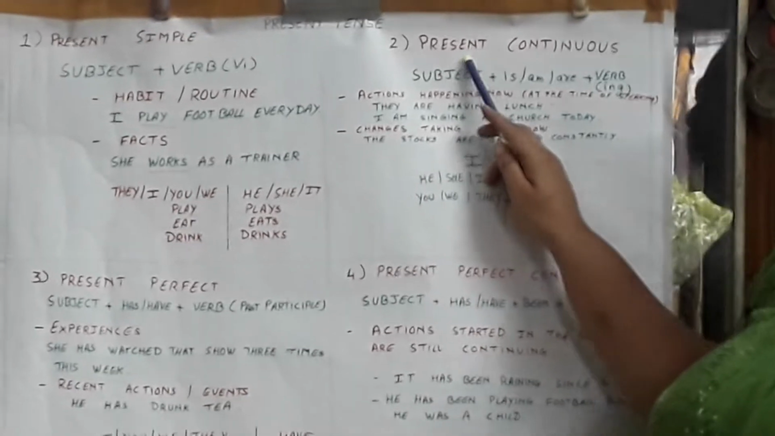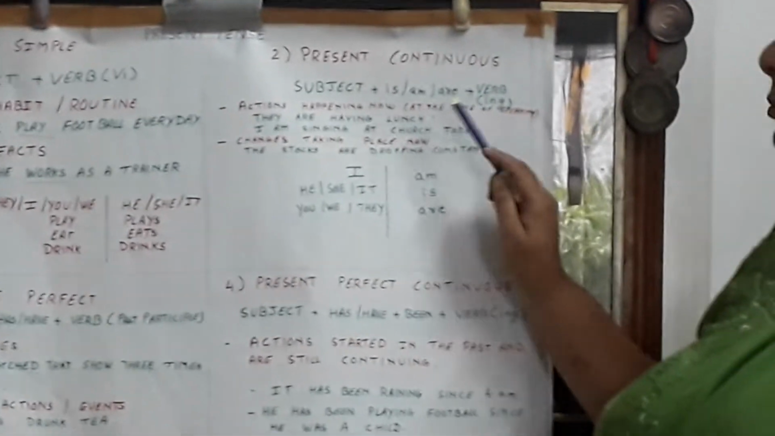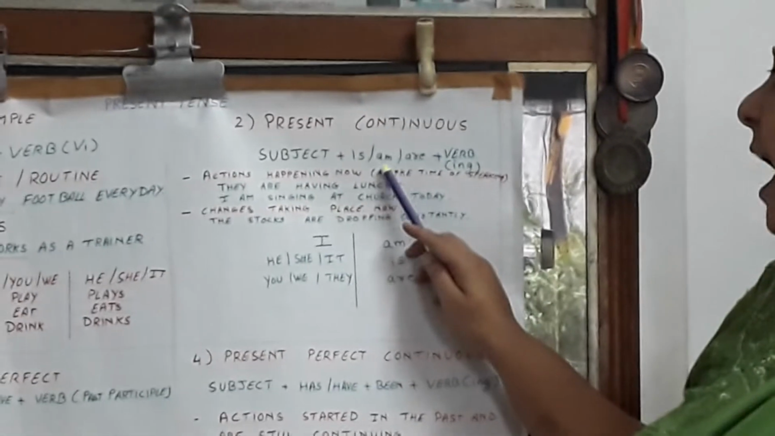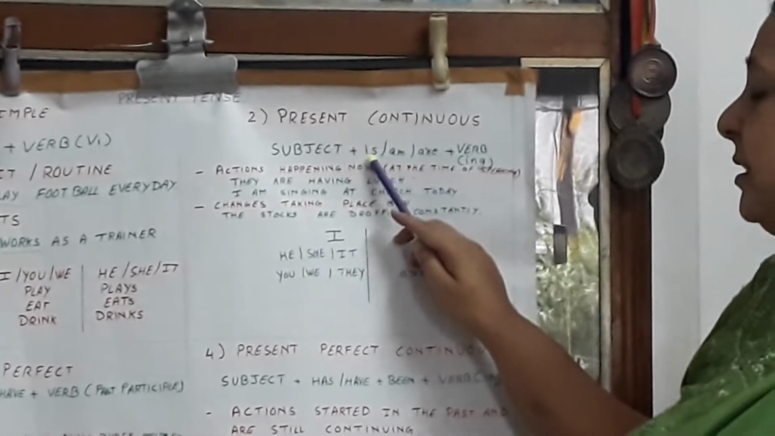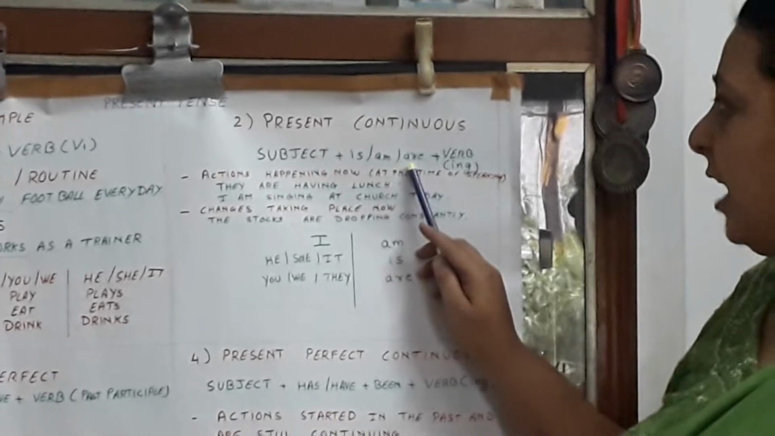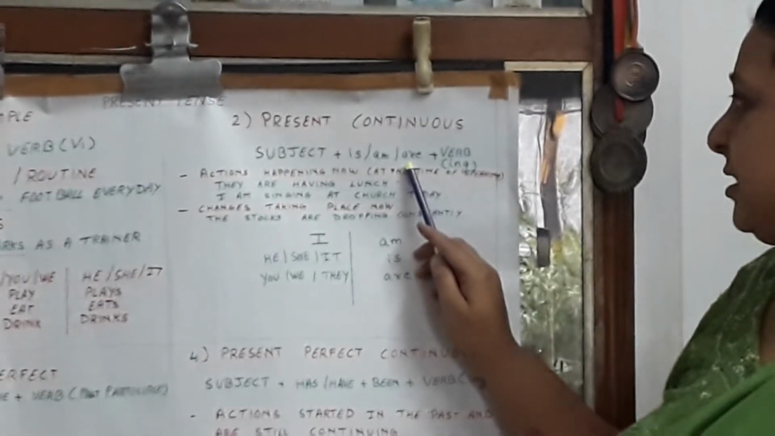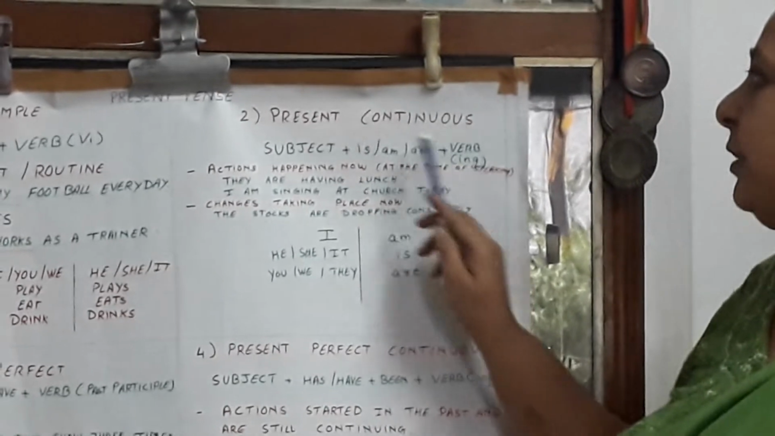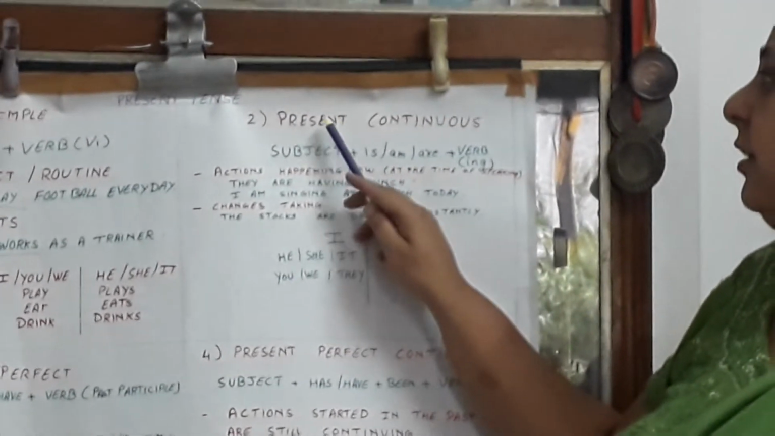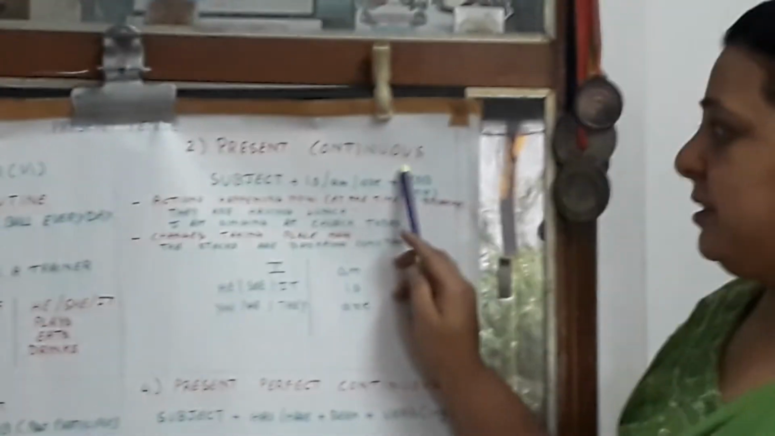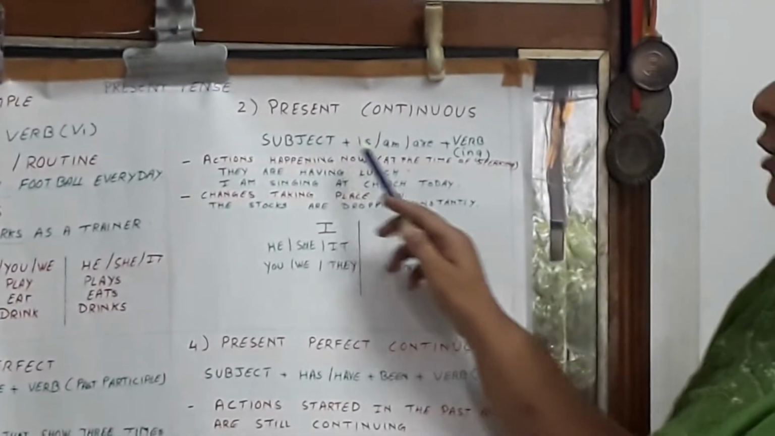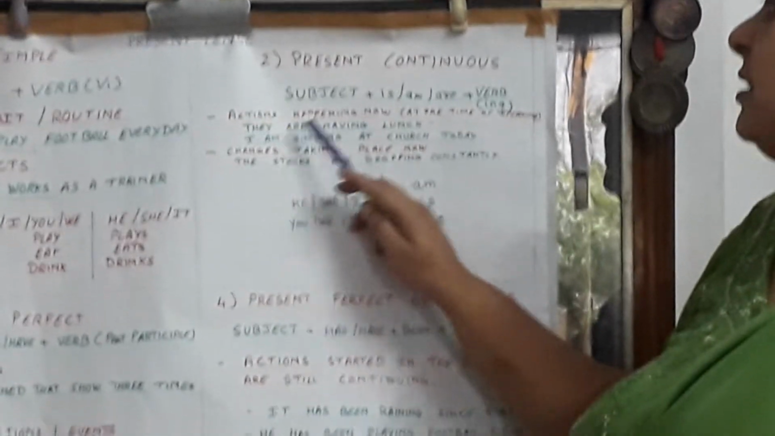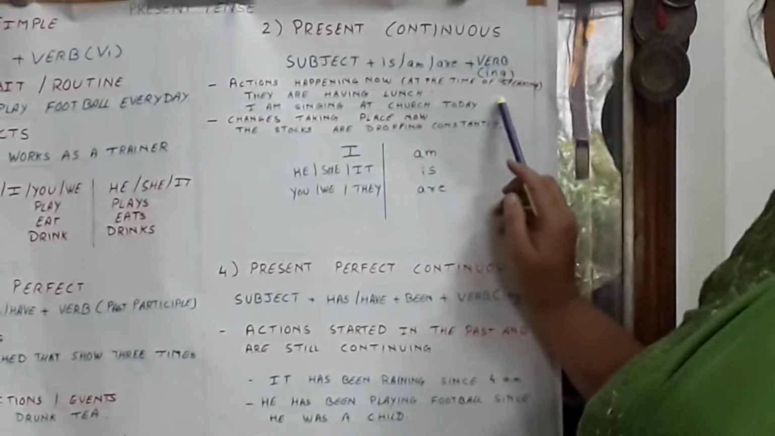The next tense is present continuous tense, and the formula for the present continuous tense is subject plus is, am, are. We have to use is or am or are depending on the subject, and with that we have to use the verb in the ing form because we are going to make the sentence continuous. Again, now when do we use present continuous tense? We use present continuous tense when the action is happening now, at the time of speaking.